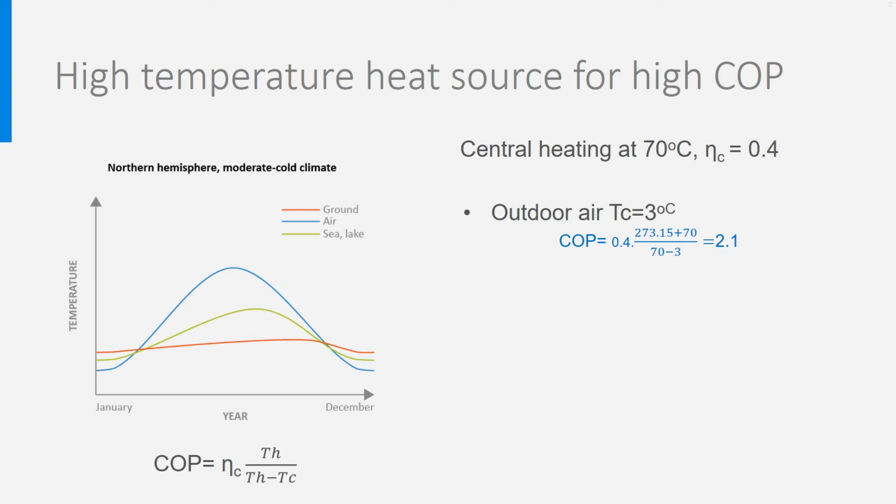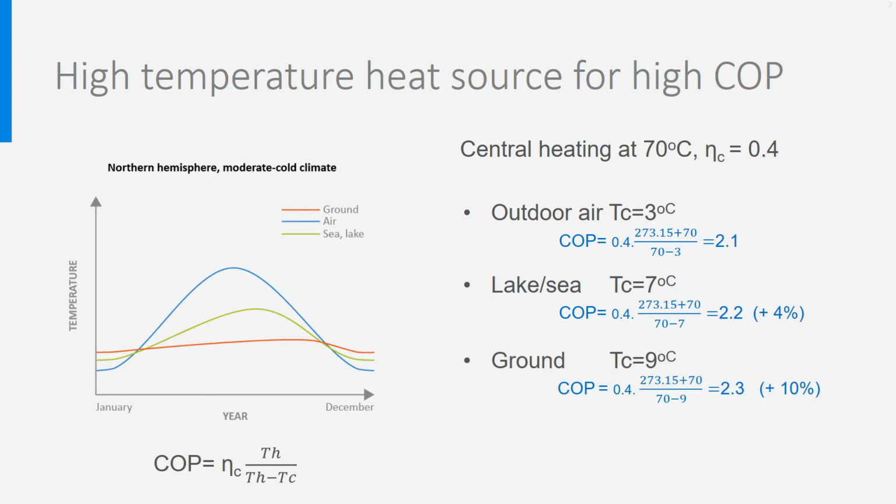If the building is close to a lake or the sea, we could also use them as heat source. As already mentioned, this water has a higher temperature than the air during winter. Let's take an average of 7 degrees. This leads us to a COP of 2.2. We gained 4% in efficiency. If we place now a ground heat exchanger, as the ground has a temperature of 9 degrees, this leads to a COP of 2.3, again a gain of 10%.